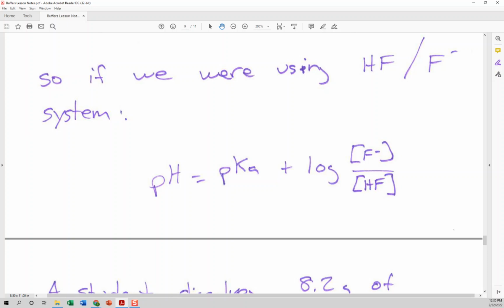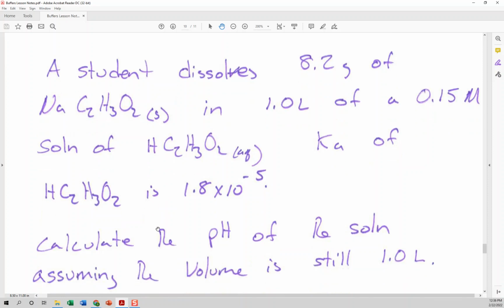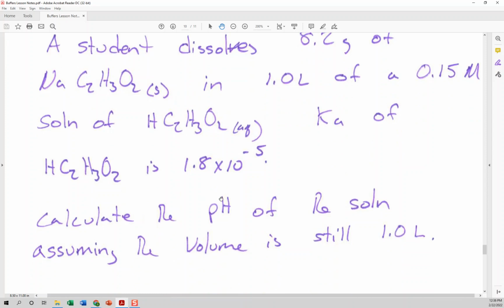So let's do a sample problem. Let's say we make a buffer system by taking 8.2 grams of sodium acetate and dissolving it in a solution of acetic acid. They give us the Ka of acetic acid, the volume, and the molarity of acetic acid. And we want to find the pH of the solution, okay?